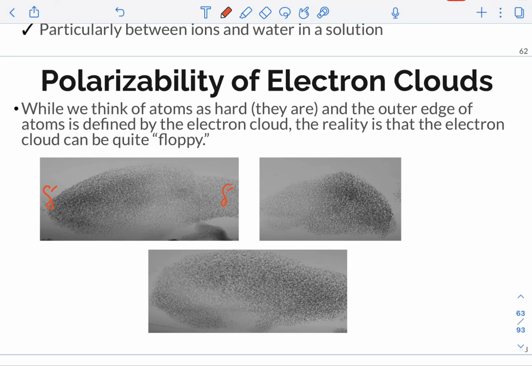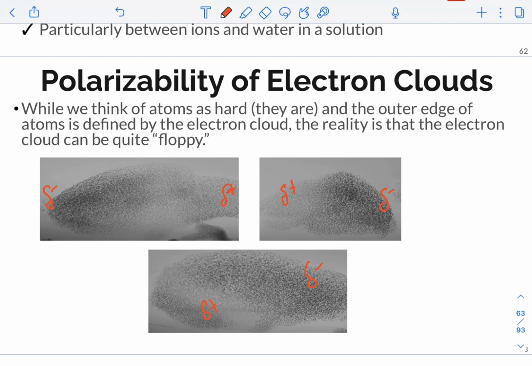And then this side is going to be slightly positive because it has fewer electrons. Now that doesn't last. It's not a dipole, which we'll talk about in just a second, but because electrons are constantly moving, we do have this slight negative and slight positive. And then over here, we'll have slight negative where it's dense and slight positive where it's not. Slight negative where it's dense, slight positive when it's not, okay?